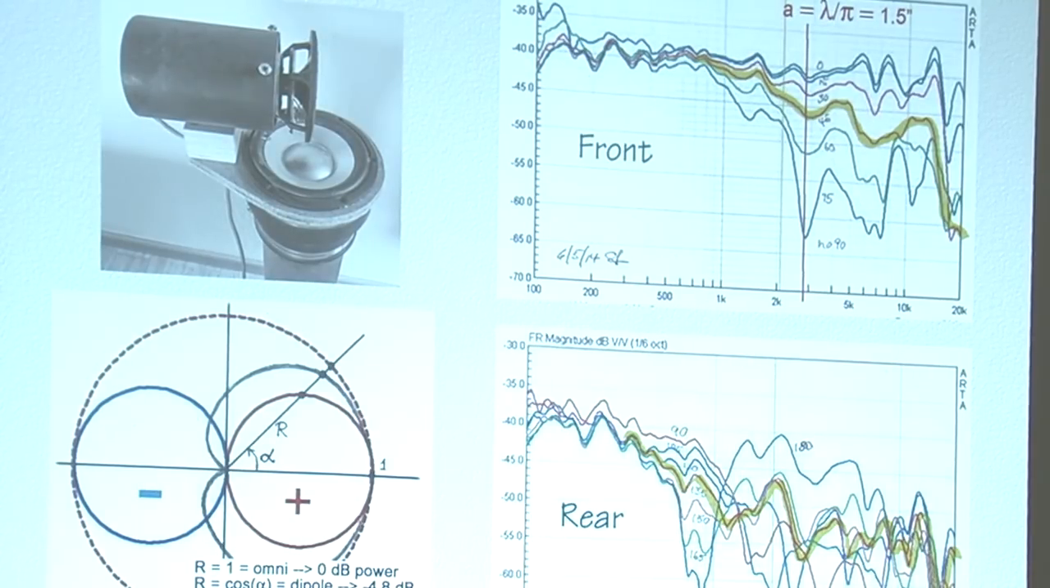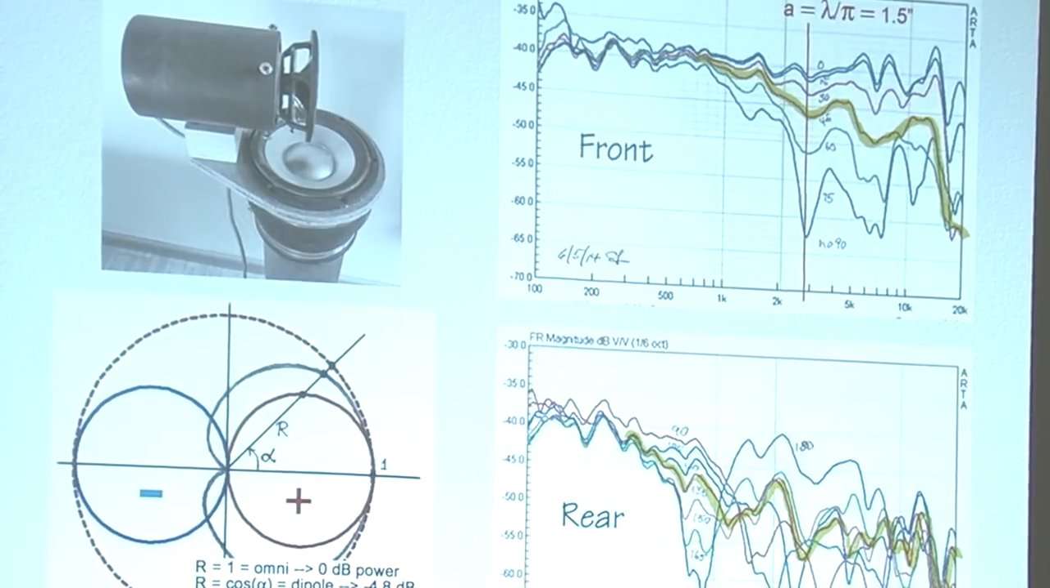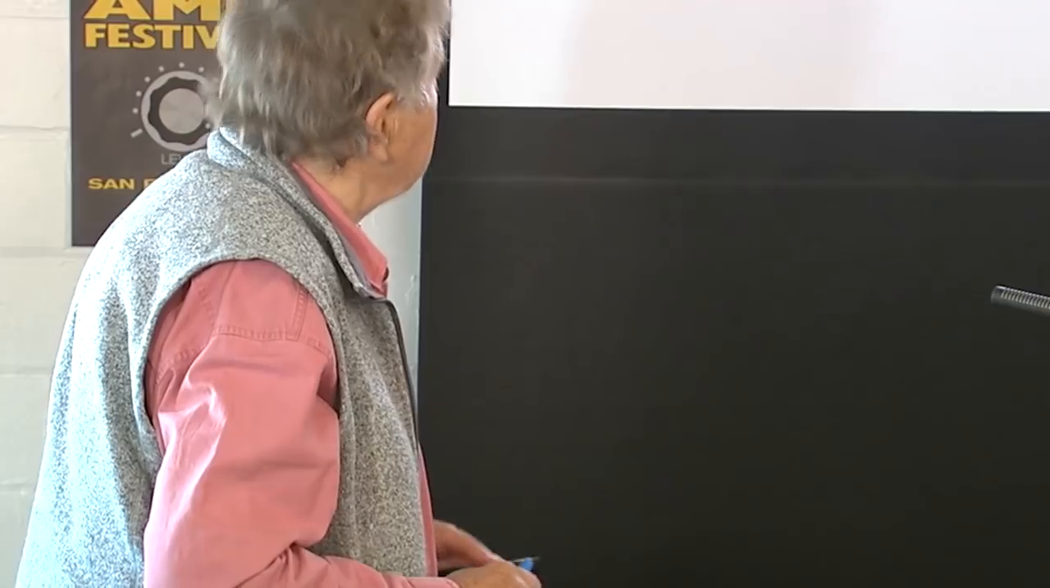And the idea here is that this speaker may be in a small room, maybe close to a wall, and I don't want to illuminate the wall behind it smoothly, evenly. I want to scatter that sound in the room. I don't want to lose it. I don't want to absorb it. I want to have the sound power in the room, okay?